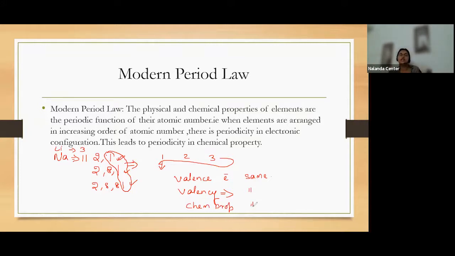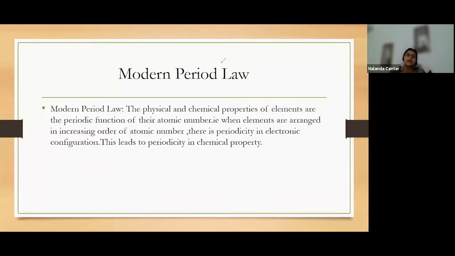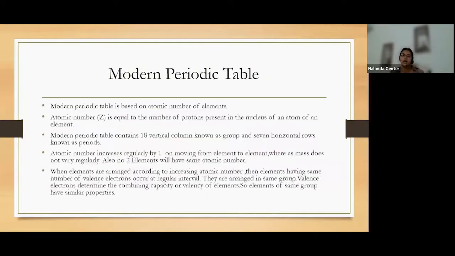That is how periodicity comes into play. That is how there is periodicity of chemical properties. So the modern periodic table is very important. It states that the physical and chemical properties are a periodic function of their atomic number. It is not atomic mass, it is atomic number. So based on atomic number, these people arrived at the modern periodic table. So the modern periodic table is based on atomic number.